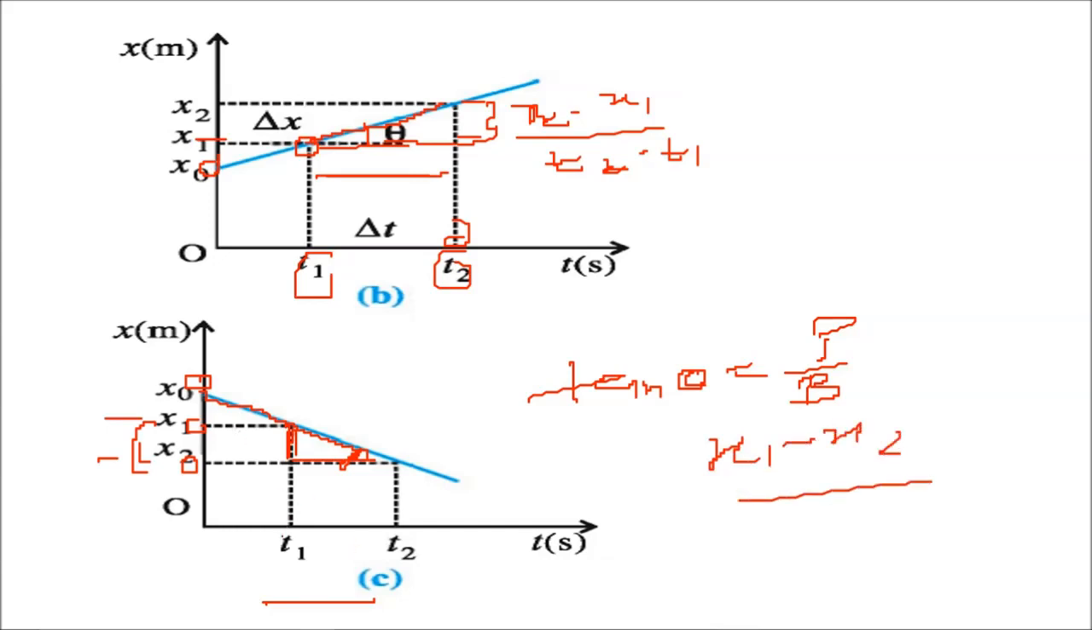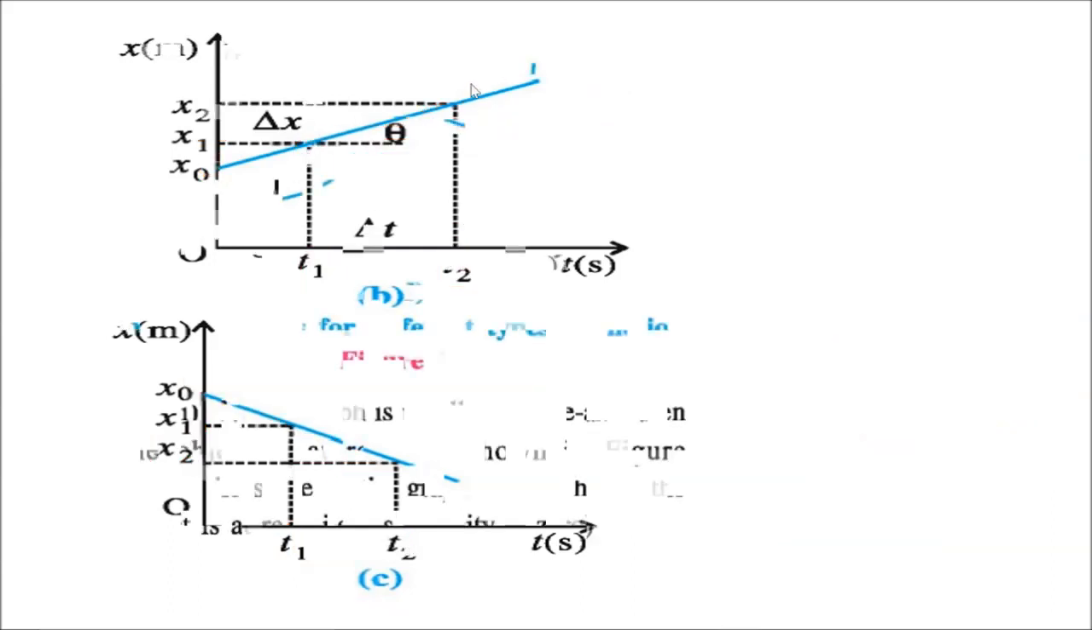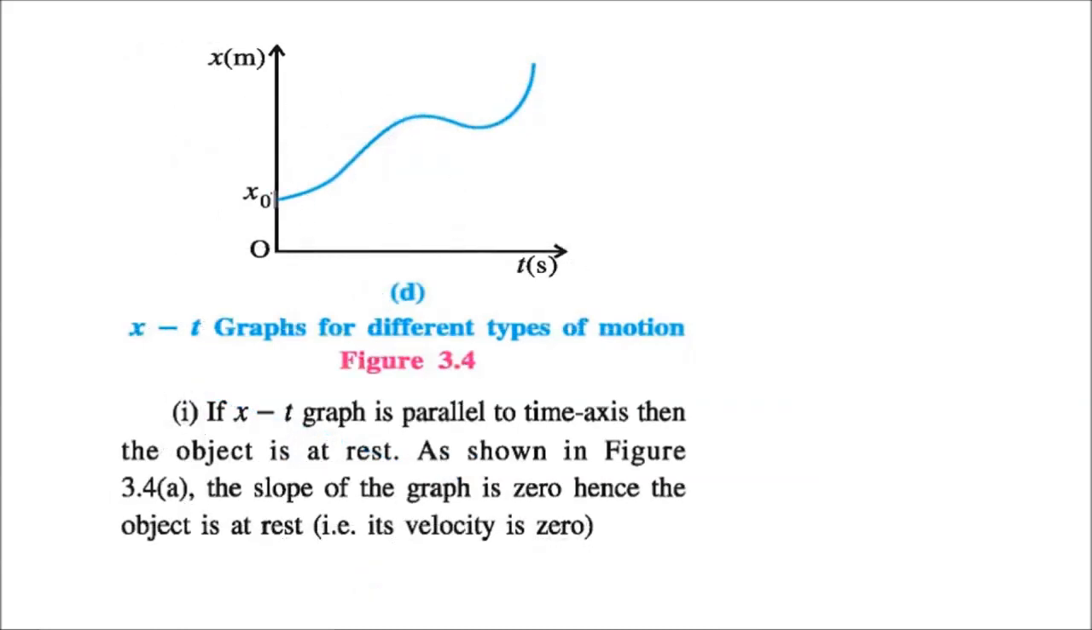At x1 it was t1 and then t2. So the time will be the same, t2 minus t1. So we see we'll get some negative value. Why? Because this is decelerating. Here it is accelerating, meaning the distance is increasing with time. Here the distance is decreasing with time. And here this is a random motion. This is a curve. So here we don't have a proper uniform speed, but it is accelerating.